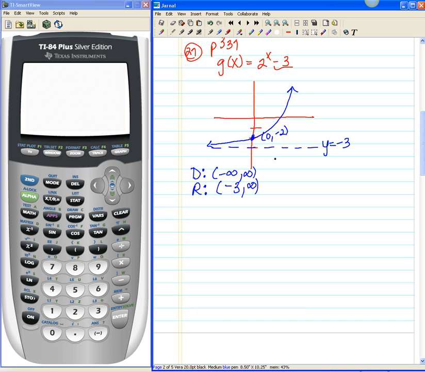And I'll let you play around with the transformations. The transformations are just the same. You're just now shifting this basic function. So you would just add this to your other collection of functions that you know.